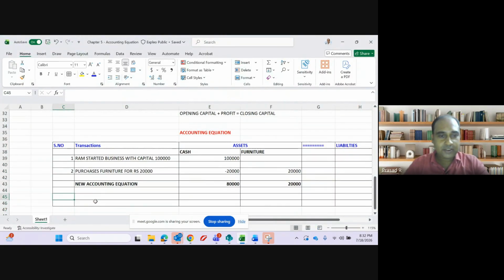Next accounting equation. Paid salary to employee. 10,000 rupees I am paying as salary to employee.